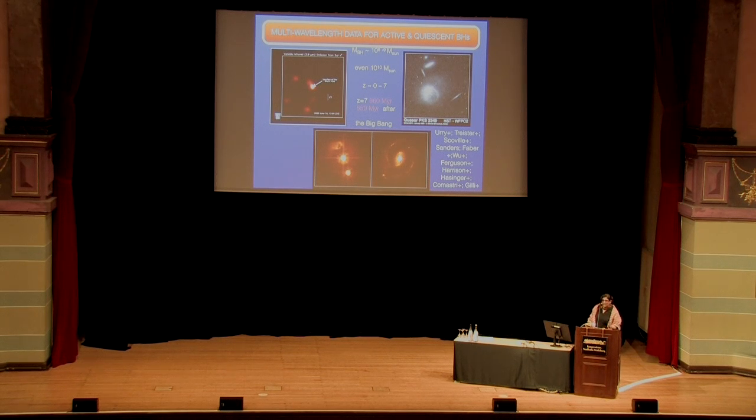So the first is that we now have many secure multi-wavelength observations for both active and quiescent black holes. And what we find, by and large, is that there's a real distribution in the masses of black holes. But roughly in the centers of galaxies, they range from about 10^6 to 10^9 solar masses. And we've occasionally found very ultramassive black holes as well, in the nearby universe as well as at very high redshift, about 10^10 solar masses. And we have observational detections from redshift 0 to 7.